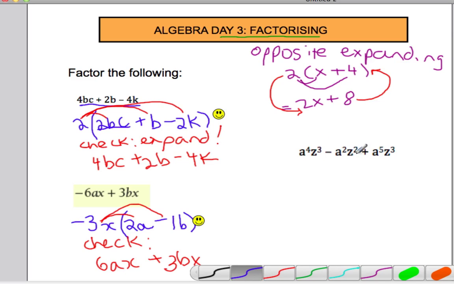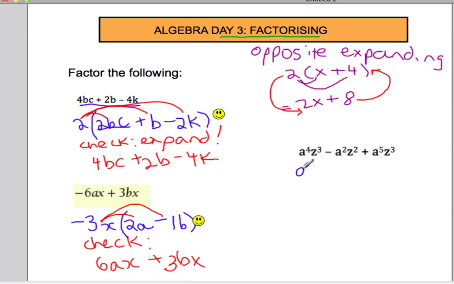Why? Because you've got higher powers. We don't have any numerals here. We've only got variables here. Okay, so we've got a to the power of 4, a squared, a to the power of 5. Okay, so the most that we can take out is we can take out a, but we can actually take out 2 a's. We can take out an a squared. Now, z to the power of 3, z squared, z cubed. We can take out z squared. Okay. Now, let's see what we have left.